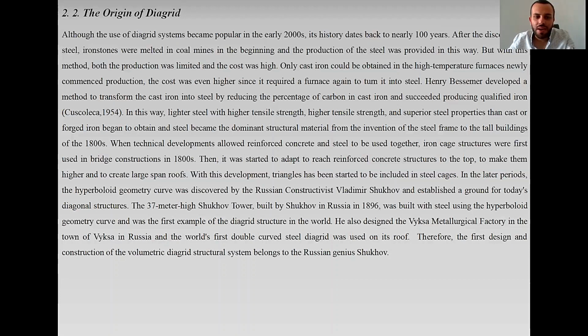The 37 meters high Shukhov Tower, built in Russia in 1896, was built with steel using a hyperbolic geometry curve and was the first example of a Diagrid structure in the world. He also designed the Vyksa Metallurgical factory in the town of Vyksa, Russia. The world's first double curved steel Diagrid was used in its roof.